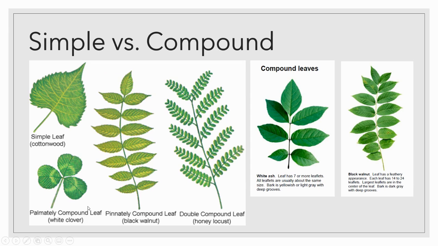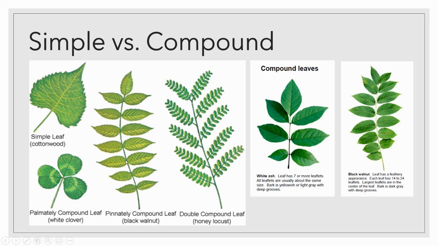Things can be palmately compound, and what that means is this middle part here is called a petiole, and the petiole kind of looks like a stem. Something that's palmately compound will have leaflets coming from the middle or central part of the petiole. But something that is pinnately compound is going to have little pins. You can think about those as little leaflets coming from that center petiole. So here are your little leaflets that are pinnately compound.